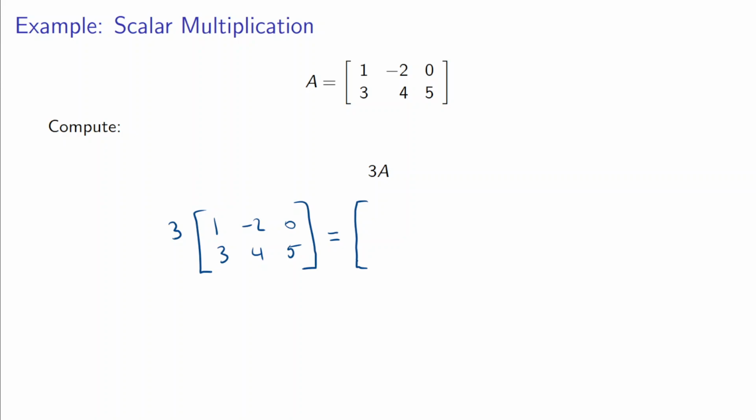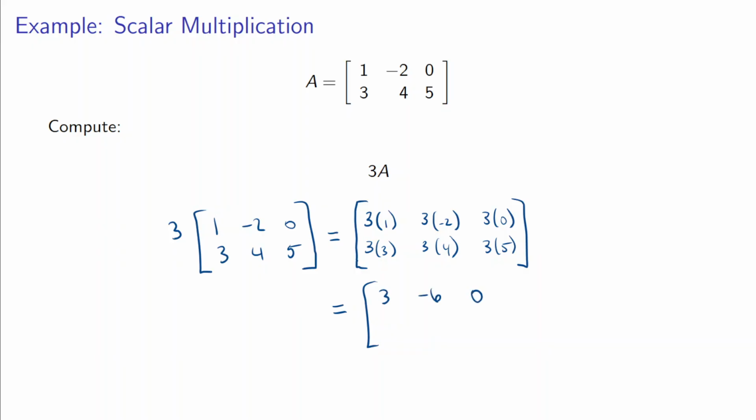So the result will be a 2 by 3 matrix, which we get when we multiply each of those components by 3. So 3 times 1, 3 times -2, 3 times 0, 3 times 3, 3 times 4, and 3 times 5. And then the final result will be matrix 3, -6, 0, 9, 12, 15. So fairly straightforward there.